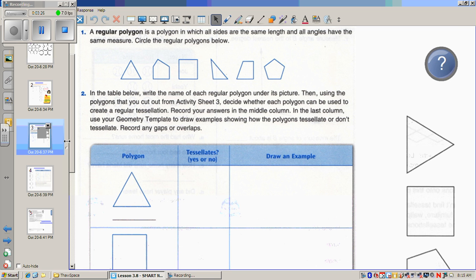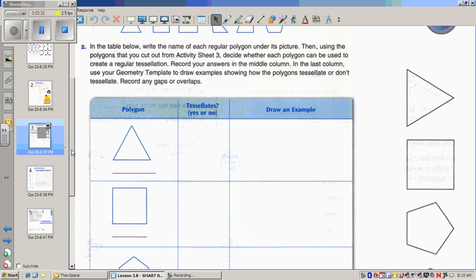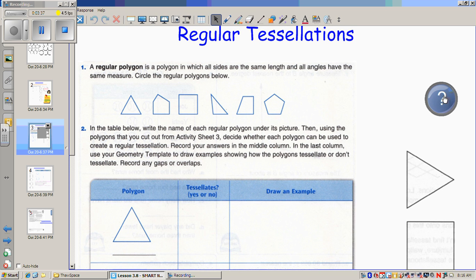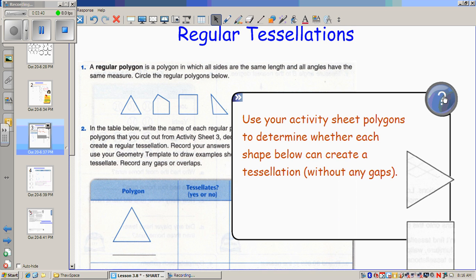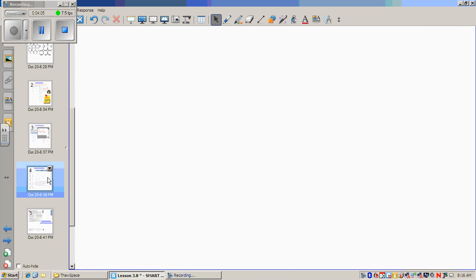We're going to work in class on drawing some examples of the tessellations, and if it does tessellate, using our geometry templates. So you don't have to worry about that last one. It says use your activity sheet polygons to determine whether each shape can create a tessellation without any gaps. Now remember, the key to a tessellation is no gaps, no overlaps. So you're going to answer the question here and what type of polygon it is, and a yes or no right here is if you think it does or does not tessellate, okay? And then we'll actually work on that in class, okay? And there are 2 pages of this.